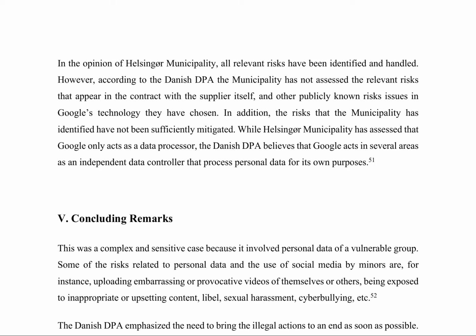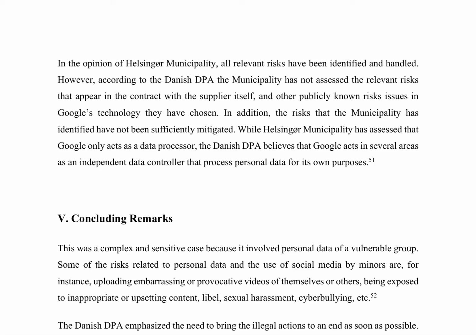A key point of contention is Google's role in the data processing pipeline. The municipality views Google as a mere data processor, while the authority believes Google acts as an independent data controller, processing personal data for its own purposes. This distinction has significant implications for data protection and privacy.